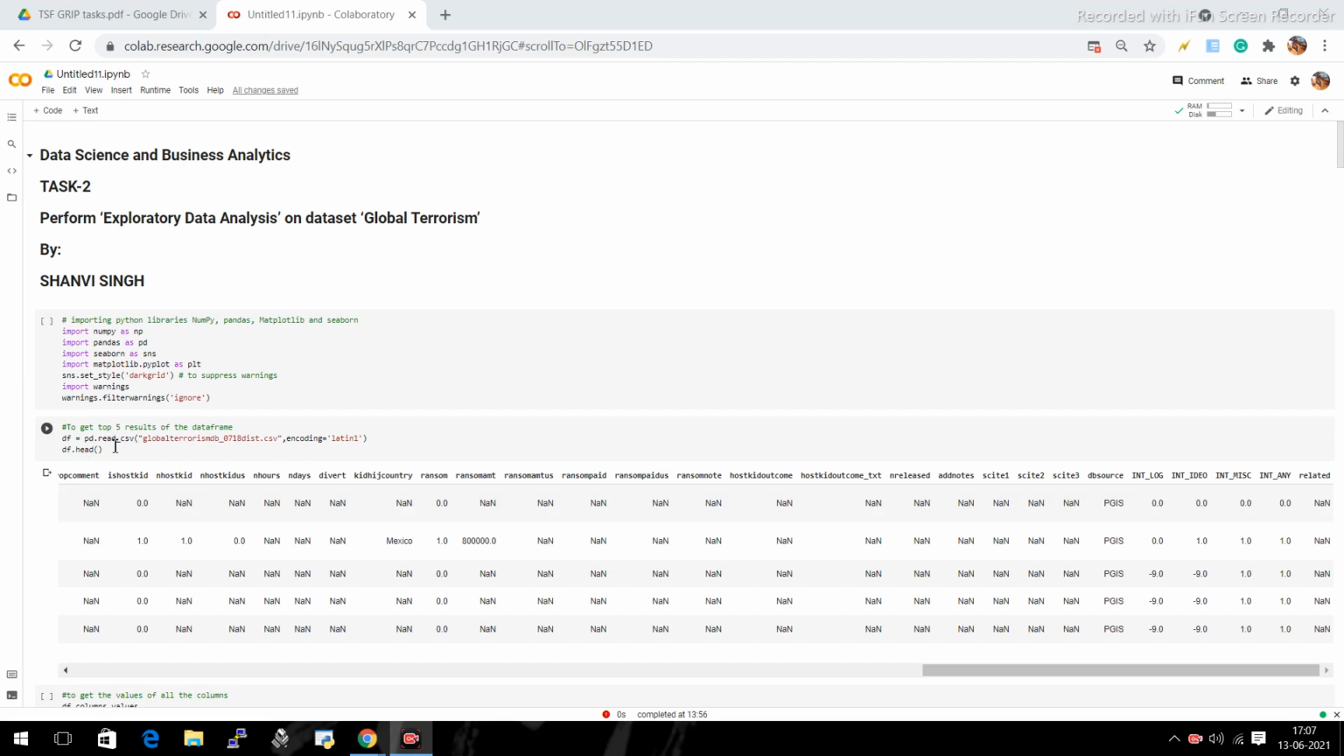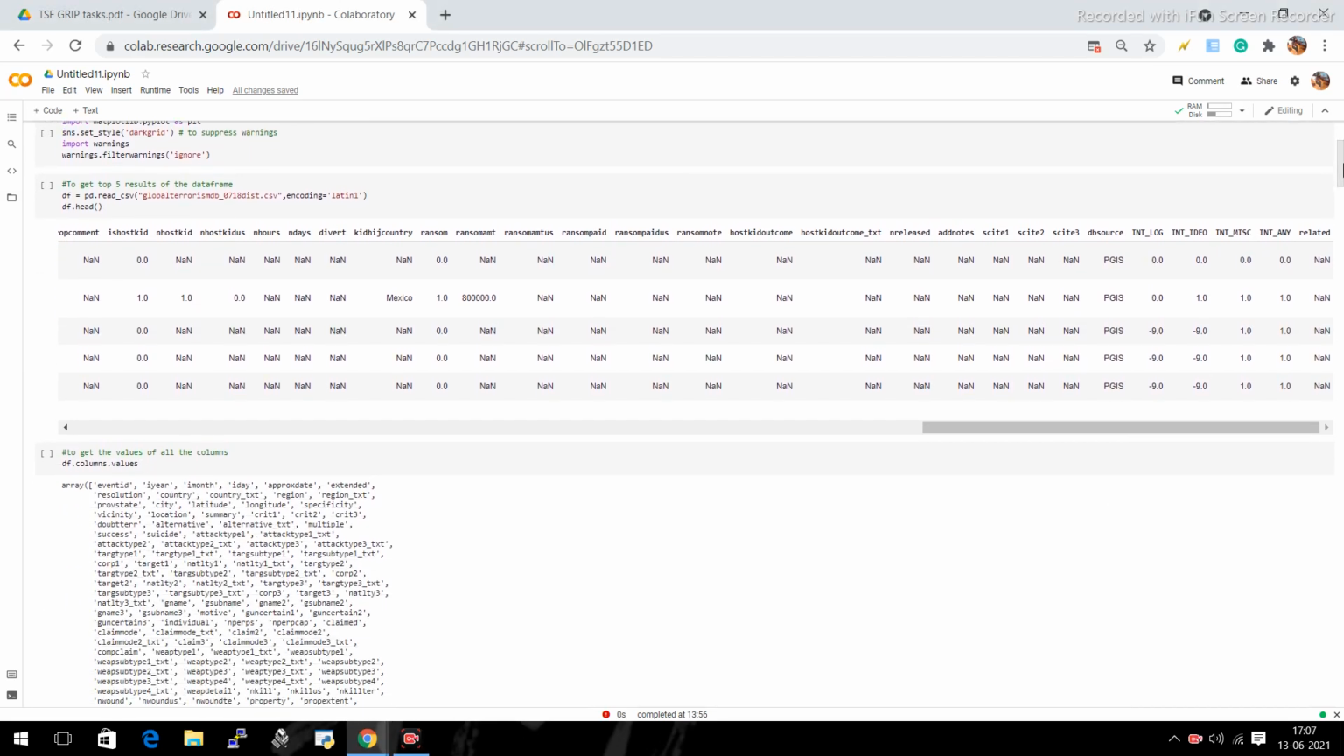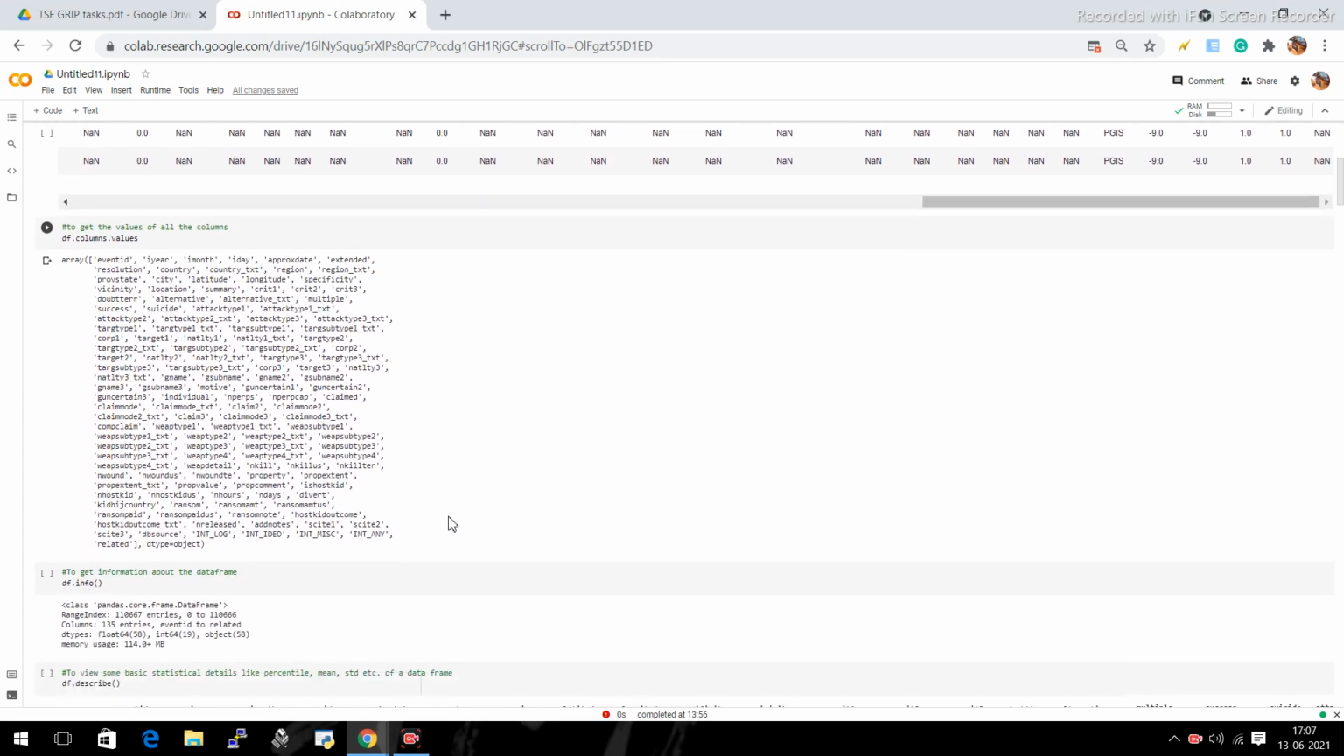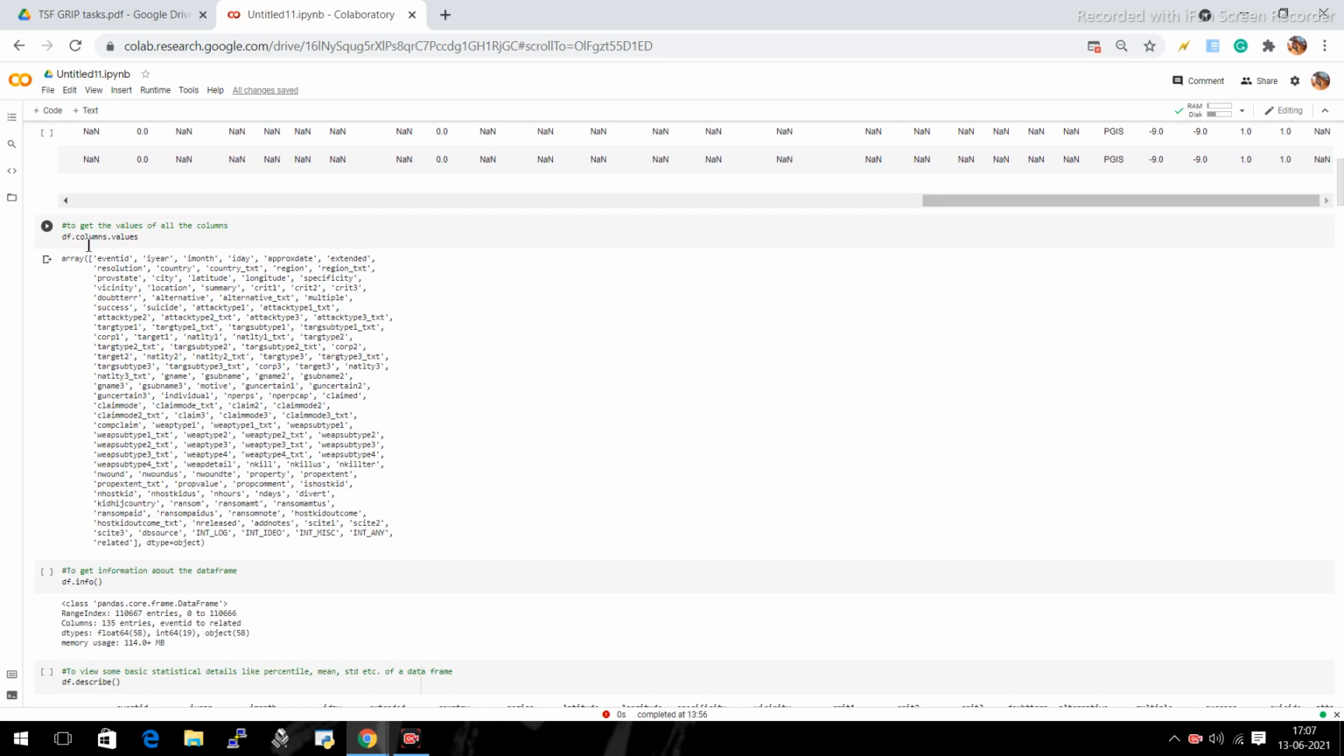To read that, first we have read the CSV file using pd.read_csv. And then by using df.head, we have read the top 5 data frame values. Moving forward, by using df.columns.values, we have found all the values of the columns.